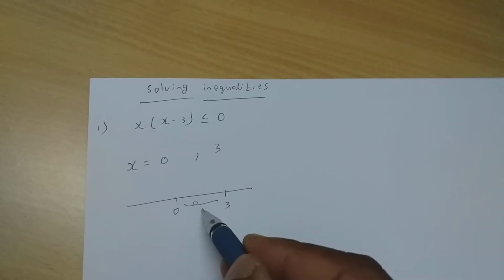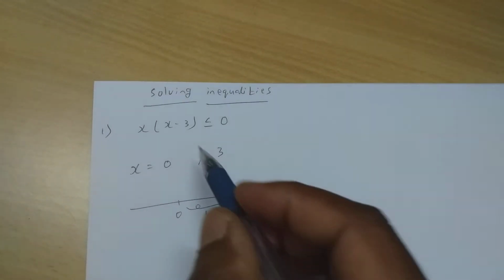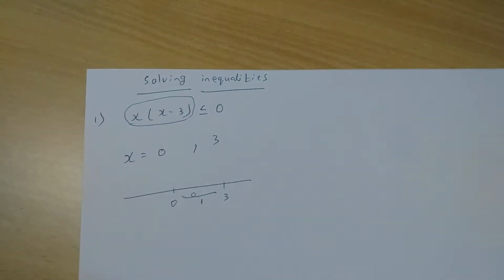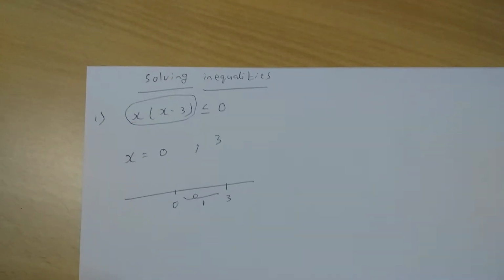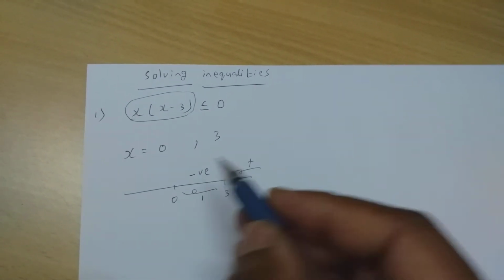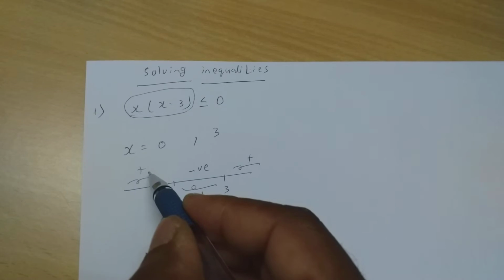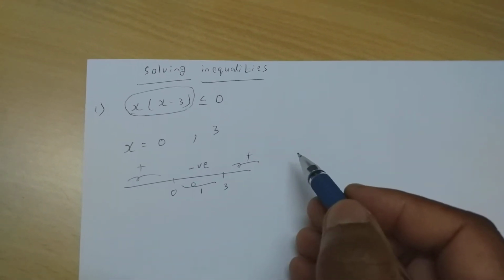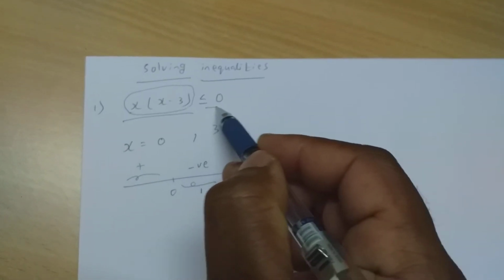Any value between 0 and 3, let us say 1, place it in this expression. What will be my result? I just want to know whether it is positive or negative. If I put 1 in that, I get negative. That means on the other side I get positive, and over here also positive. These signs appear alternately. Now this entire expression should be less than 0.